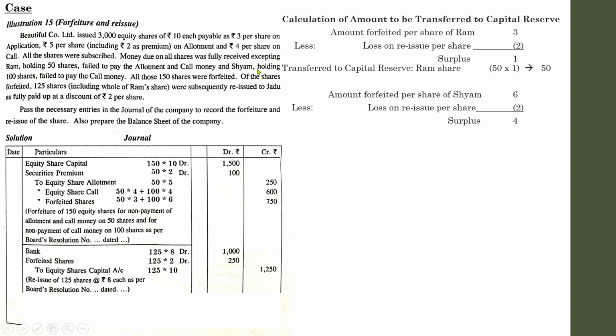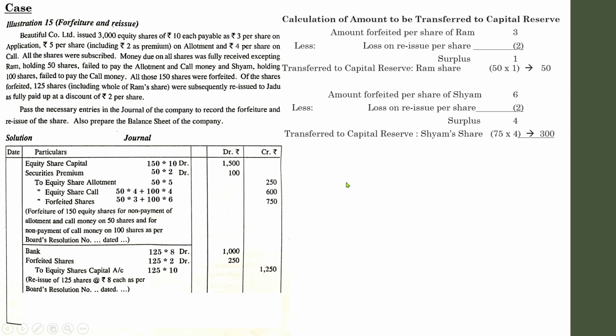100 shares of Sham were forfeited and for which the company received surplus 4. How many shares were reissued? 75 shares. So for those 75 shares only the company is earning 300. Actually the shares of Sham forfeited was 100, but the company didn't reissue all 100 shares, only 75 shares. So the company is going to receive surplus on only those 75 shares. That is why I have mentioned that you can't simply take the difference between these two.